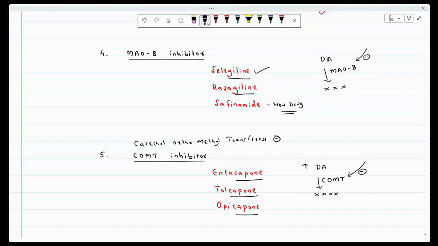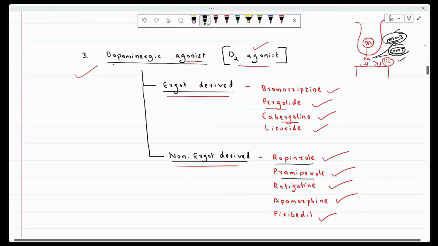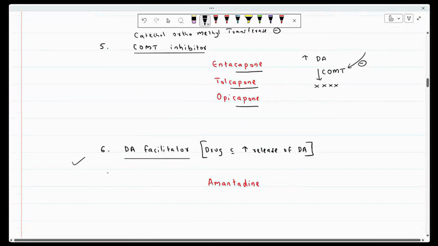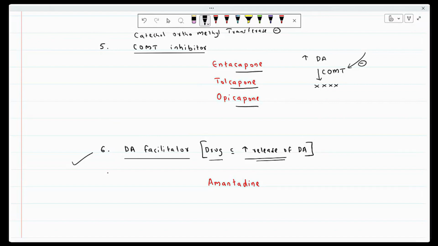So we have talked about the dopamine precursor levodopa. Then we talked about carbidopa, which is a dopa decarboxylase inhibitor. Then drugs which can bind to the dopamine receptor, D2 agonists, ergot and non-ergot. Then the two enzyme inhibitors, MAO-B inhibitor and COMT inhibitor. Now we can also give a drug which can stimulate the dopamine stored in the vesicles and release the dopamine immediately. That will also increase the dopamine in the synapse. We can give a drug which will increase the release of dopamine from the vesicles, and that is called a dopamine facilitator.